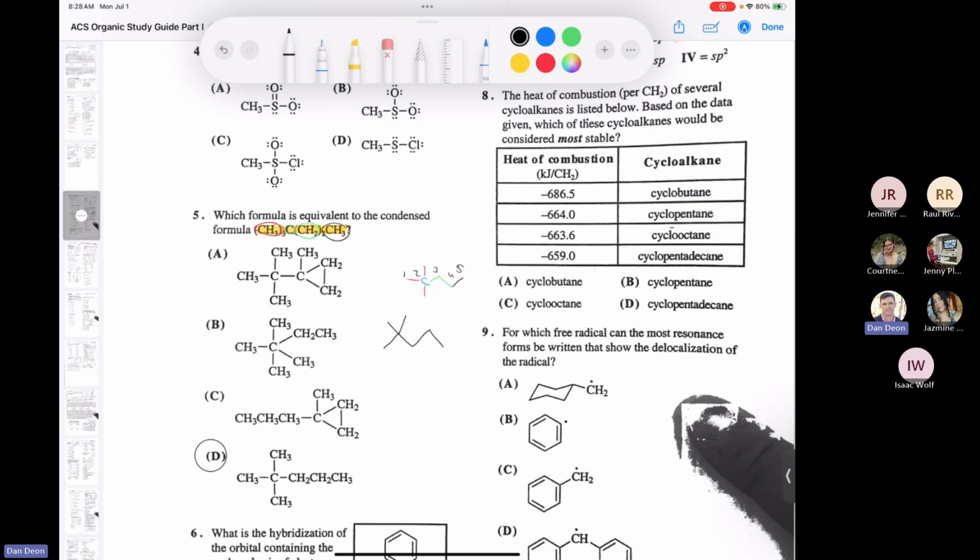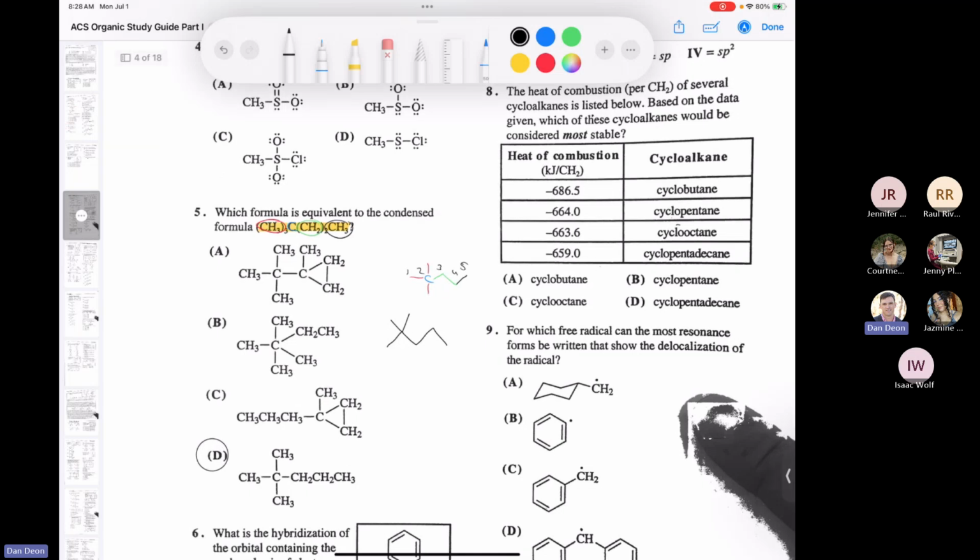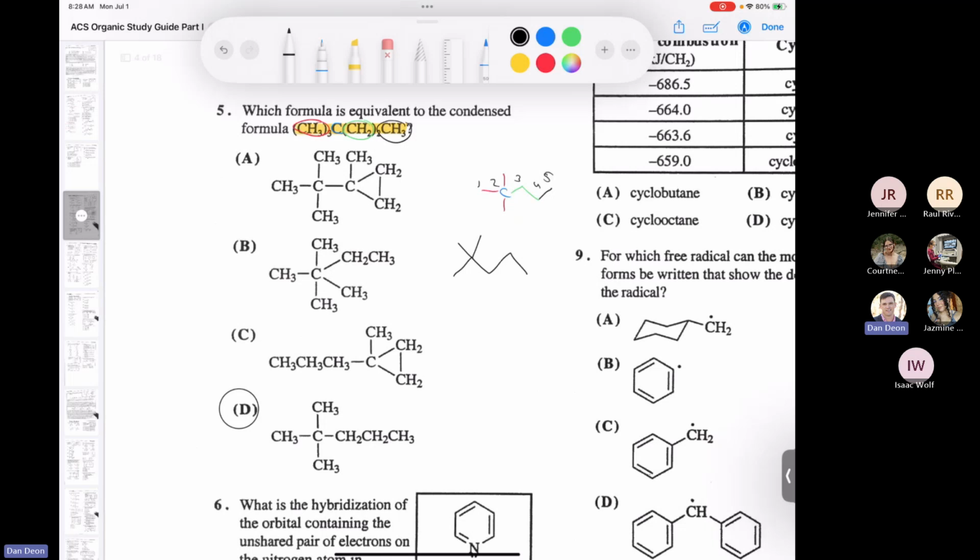But one thing, does anybody notice a major problem with B? Sorry, does anybody notice a major problem with B, that it almost burns your eyes? Yeah, absolutely, exactly. Too many bonds to the carbon. So that's a huge no-no.